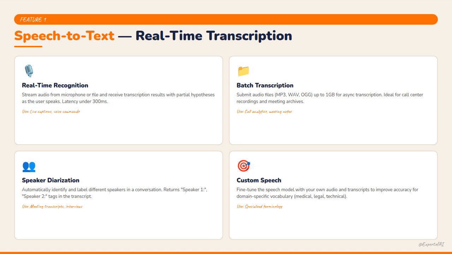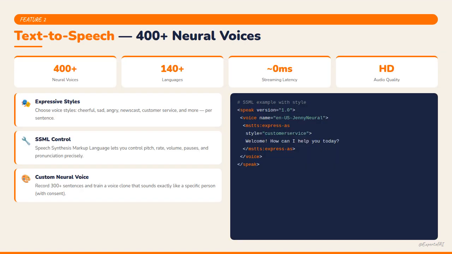Now let's talk about text-to-speech, and this is truly impressive. Azure offers over 400 neural voices across 140 languages. The voices sound remarkably natural, not robotic. You can choose from expressive styles like cheerful, sad, angry, newscast, or customer service, and apply different styles to individual sentences. SSML, speech synthesis markup language, gives you precise control over pitch, rate, volume, pauses, and pronunciation.